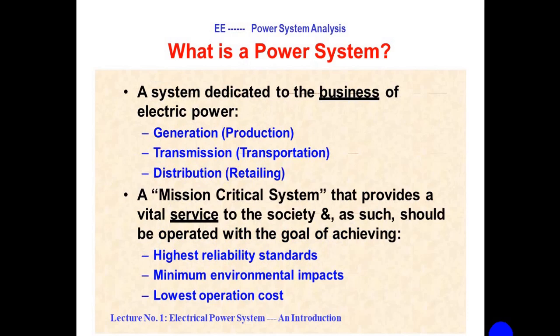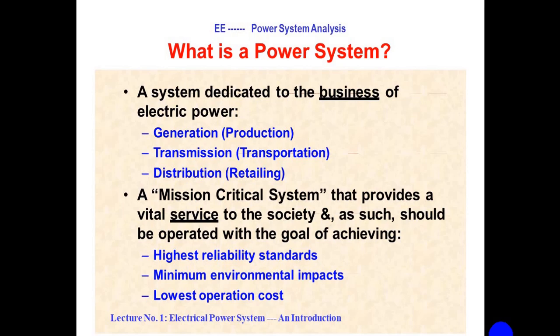Basically, it is a system dedicated to the business of electric power, and it mainly includes the generation, which involves the production of electricity, and then transmission, which is basically the transportation of electrical power from the point of generation up till distribution and to the consumer end. And then we have the distribution part, which is basically concerned with the retailing part of the system. So these are the three main categories that you define in a power system from a business point of view.